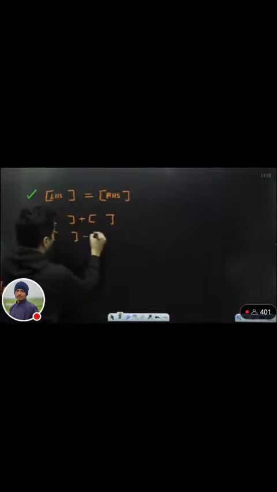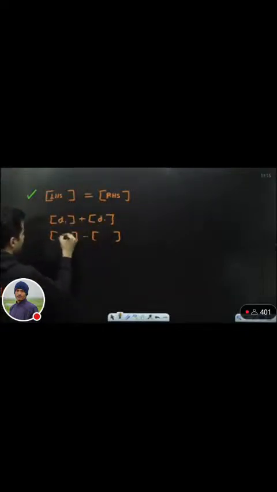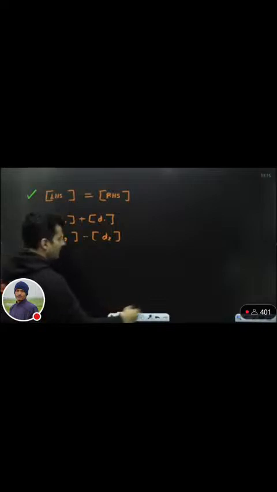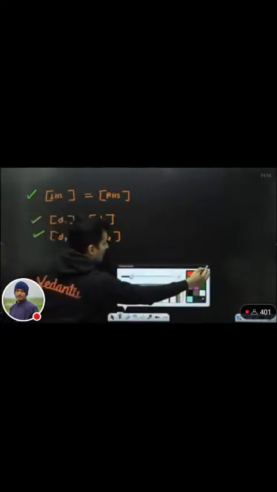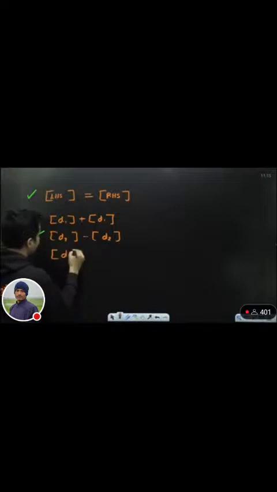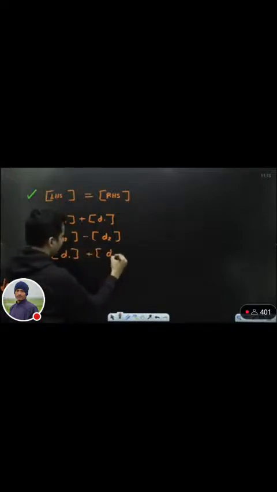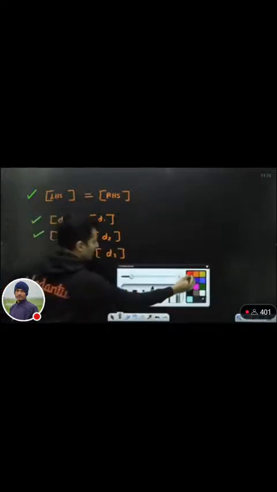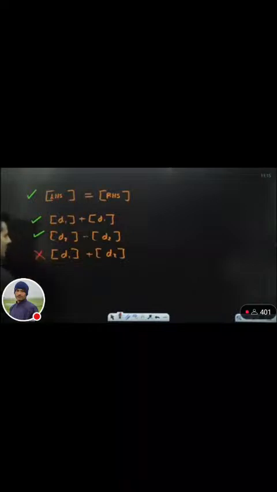Next rule: you can either add or subtract if they have the same dimensions. Dimension 1, dimension 1, yes. Dimension 2, dimension 2, yes. So this is definitely allowed. But what is not allowed: let's say this is d1 and you are adding it with some other dimension d2, so this obviously is not allowed.